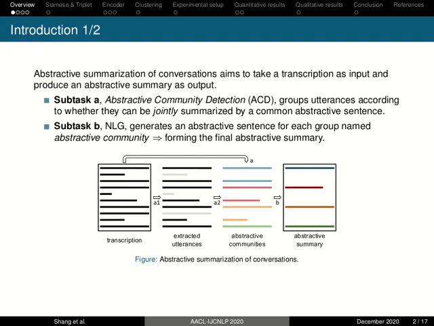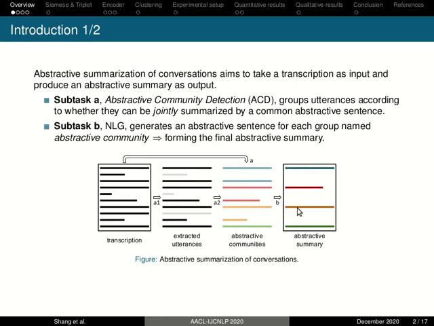Let's start by looking at the task of abstractive summarization of conversations, which aims to take a transcription as input and generate an abstractive summary as output. Previous work decomposes it into two subtasks. As shown in the figure, given a transcription on the left, the goal of subtask A, or Abstractive Community Detection, ACD, is to group utterances according to whether they can be jointly summarized by a common abstractive sentence. Such groups are called abstractive communities. Here we have 4 of them corresponding to 4 colors. Once they are obtained, a sentence is generated for each group by subtask B, thus forming the final abstractive summary on the right.